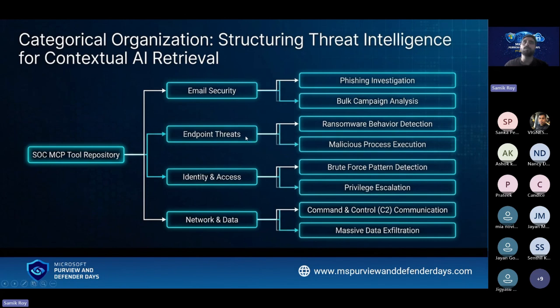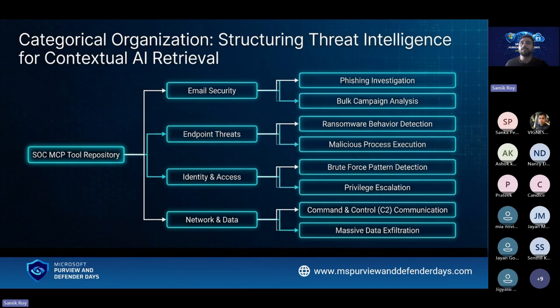Again, I would possibly have one of these in the demo, but if you need to logically segregate and understand how it's going to work, imagine that if you're running a SOC, you already have a bunch of playbooks. And you have the structure in place already because any SOC you take has its own playbooks, be it for email security, endpoint, identity access, or network data. And then within that, you have your use cases, let's say phishing investigation, bulk campaign, ransomware behavior, things like that.